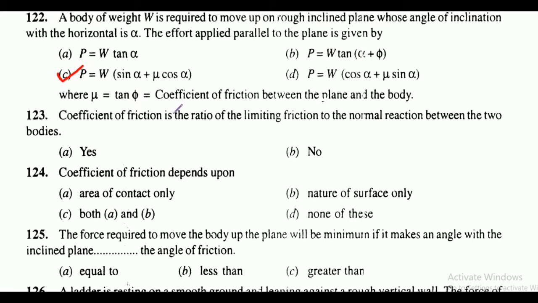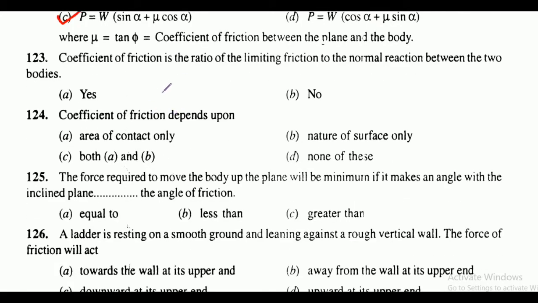mu cos alpha. Next is coefficient of friction is the ratio of the limiting friction to the normal reaction between the two bodies. Your options are yes or no, and correct answer is option A, that is yes. Coefficient of friction depends upon, options are area of contact only, nature of the surface only, both A and B, or none of these. Here correct answer is option B, that is nature of surface only.